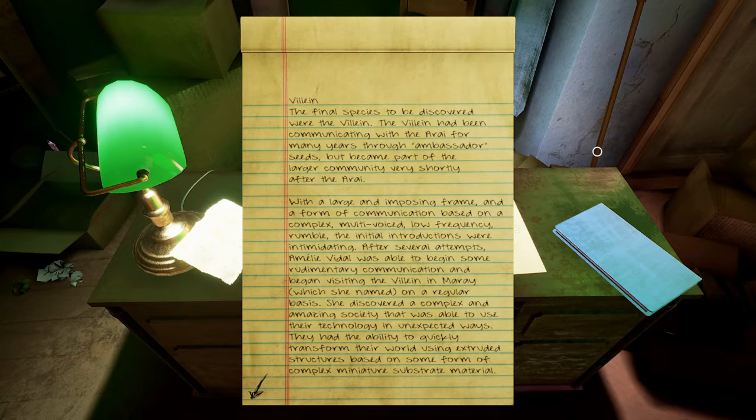Amelie Vidal was able to begin some rudimentary communication and began visiting the Villain in Marais, which she named, on a regular basis. She discovered a complex and amazing society that was able to use their technology in unexpected ways. They had the ability to quickly transform their world using extruded structures based on some form of complex miniature substrate material.